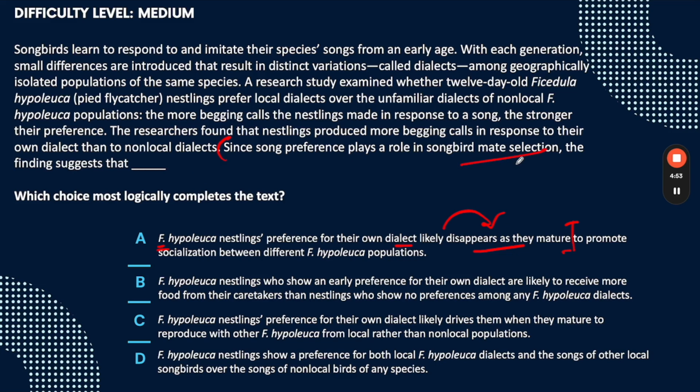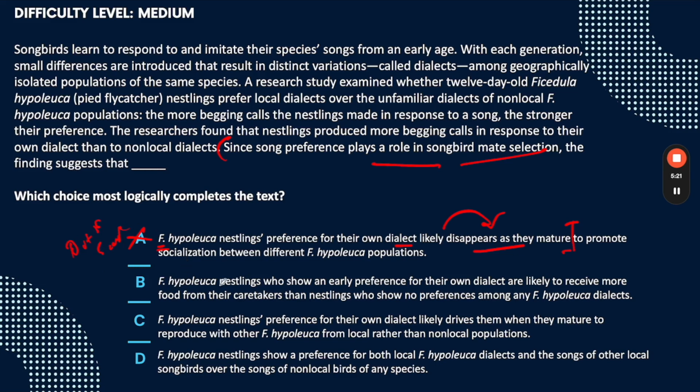It's not about whether the dialect preference is going to disappear as they mature or not. This was not even discussed in the whole text. What happens as they mature? I don't know. The text is not even talking about it. So basically, you have to stick to what's been given to you in the text. You have to stick to the relationship that's been drawn in the text to really pick up the correct option. A is out because this is out of scope, or you can also call this irrelevant.